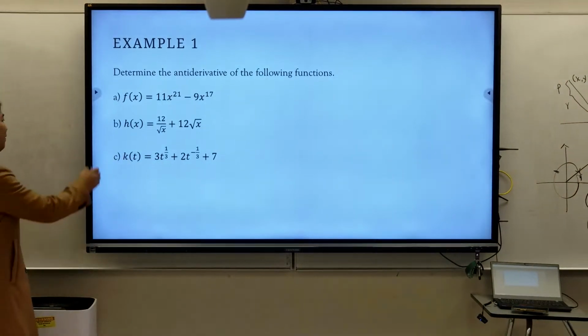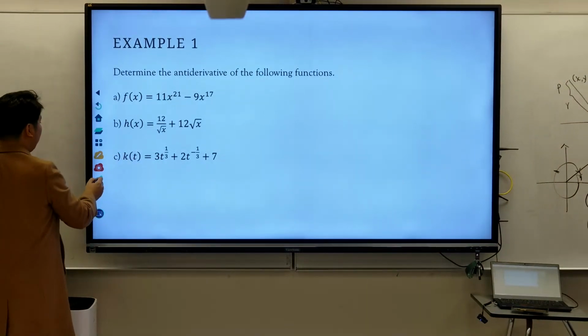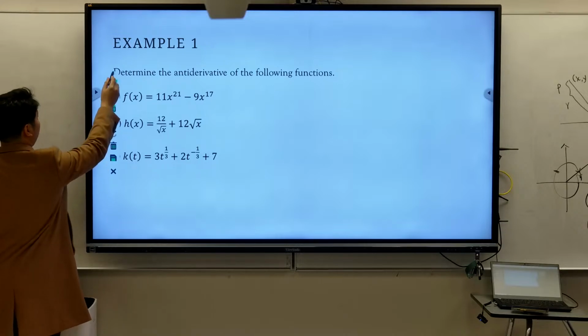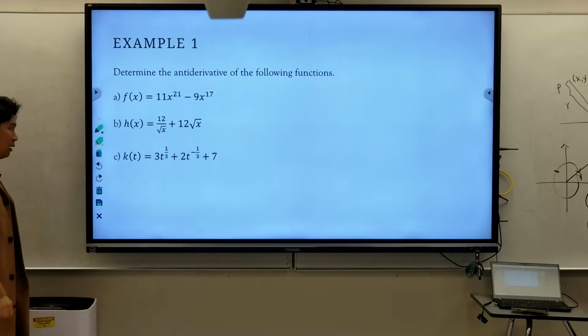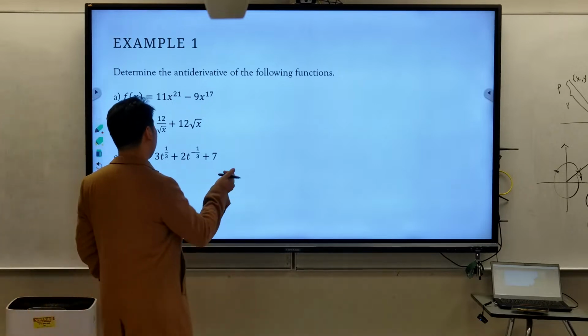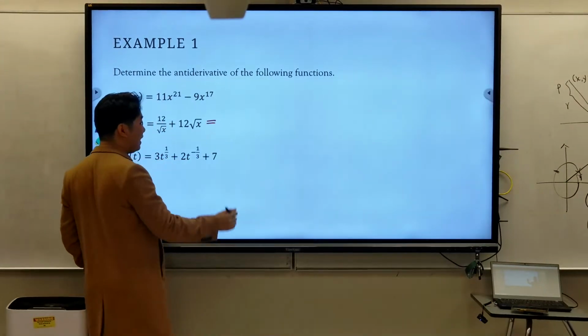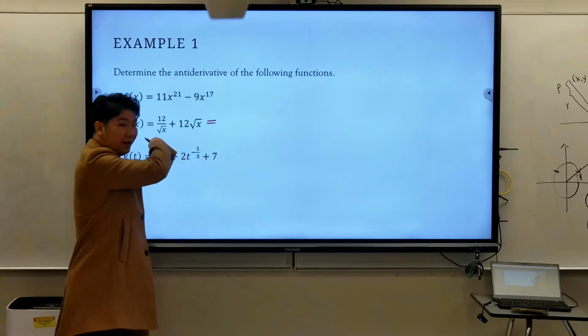Let's go ahead and try it for part B. Part B, I have h of x is equal to 12 over the square root of x plus 12 square roots of x. What's one thing that we always like doing with square roots whenever we did derivatives? Yeah, we like converting those radicals into fraction exponents. So before I even try to take the antiderivative, let me go ahead and rewrite this.